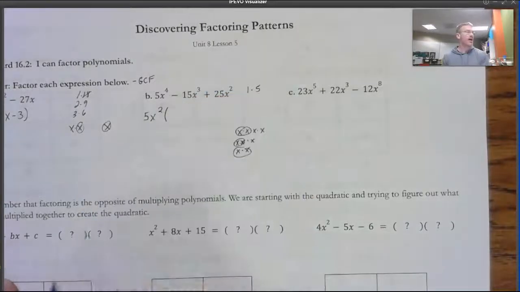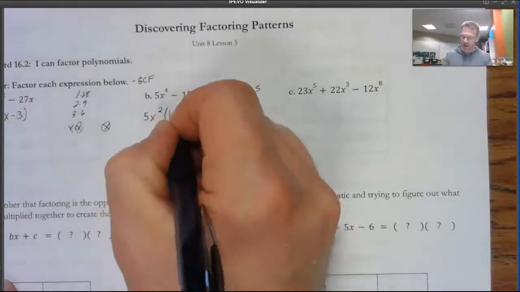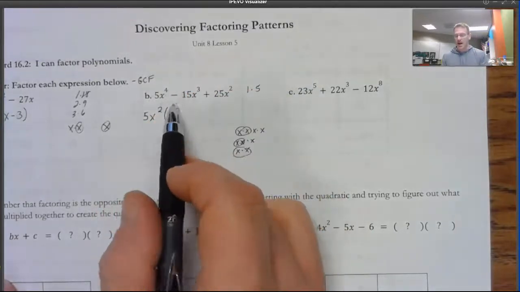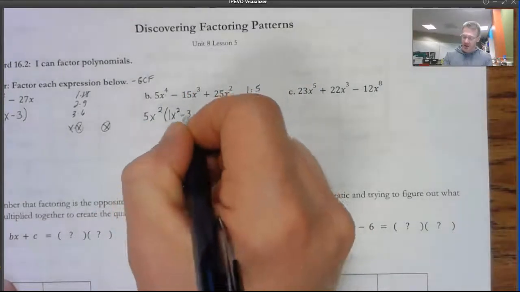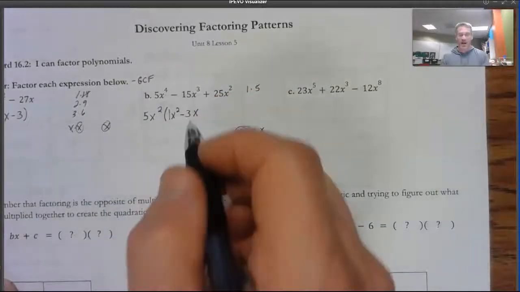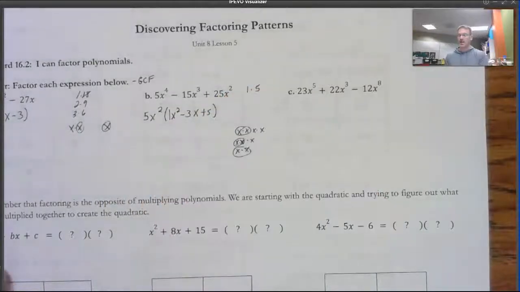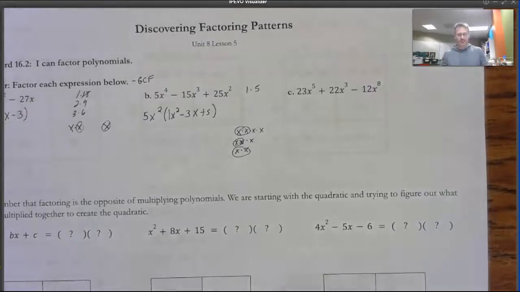So now, 5 divided by 5 is 1. I had 4 x's, I took out 2, so I get x squared. Negative 15 divided by 5 is negative 3. I had 3 x's, I took out 2, so I have 1 x left. 25 divided by 5 is 5. I had 2 x's, I took those 2 x's out, so I don't have any other x's left.